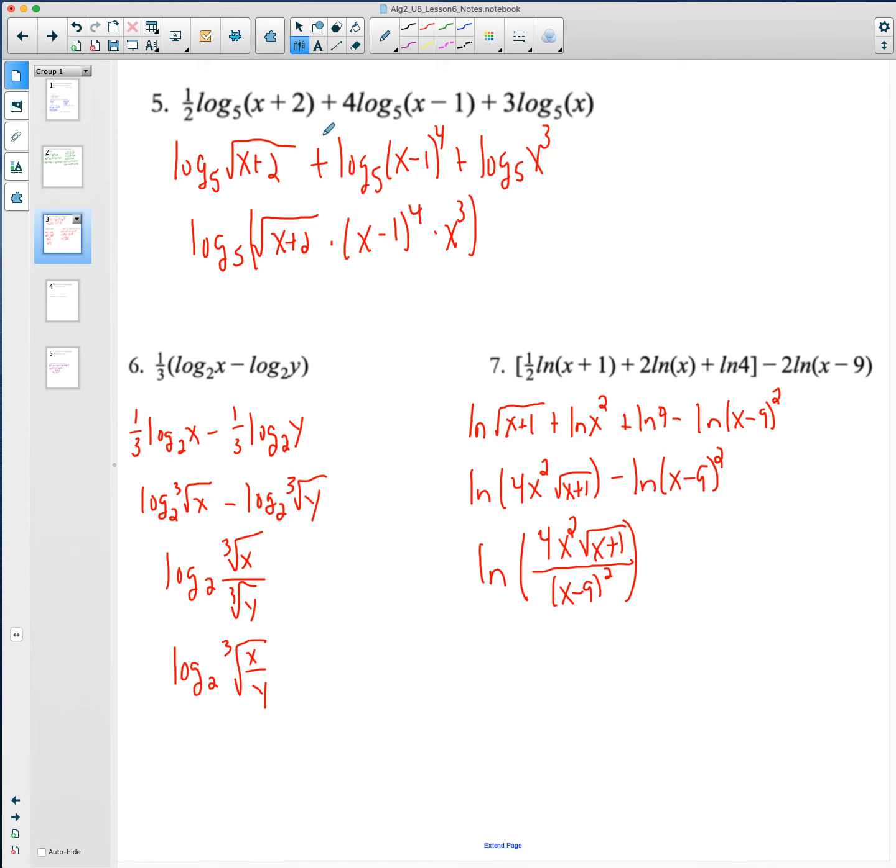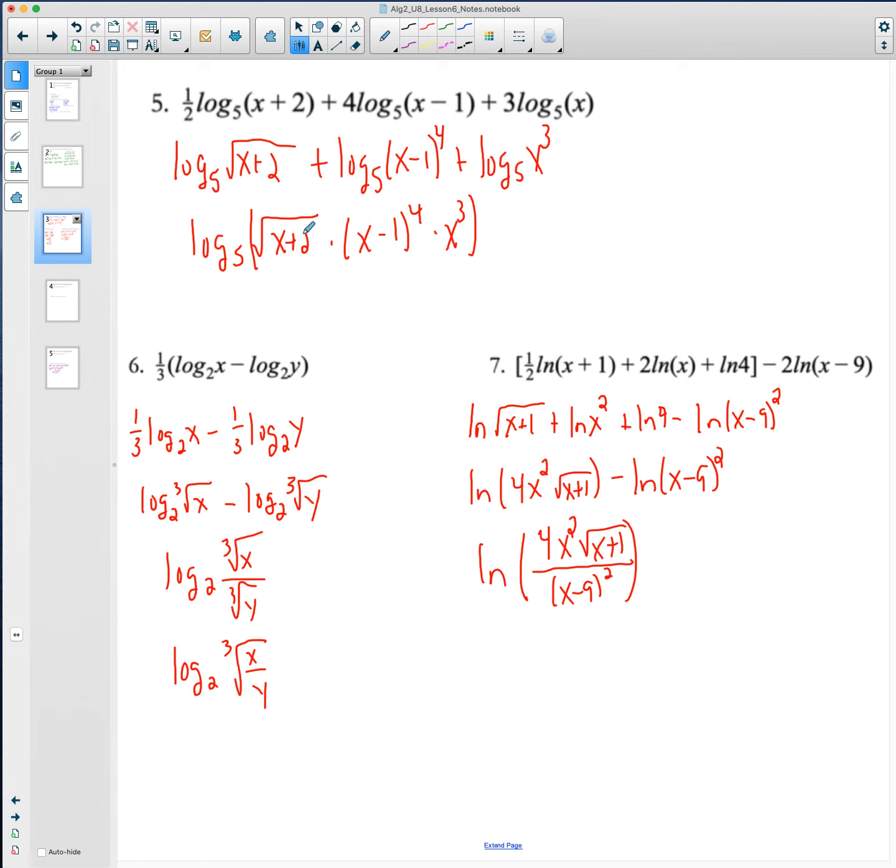Now, just like in example 4, we can see that I'm adding all 3 logarithms, right? So that means I can just have a product of all 3 arguments here. So log base 5 of square root of x plus 2 times x minus 1 to the 4th times x to the 3rd. Now, once again, the order within this does not matter. Some people might move the x to the 3rd in the front or whatever.